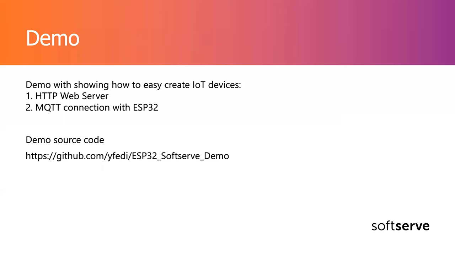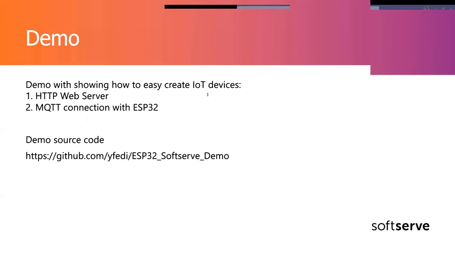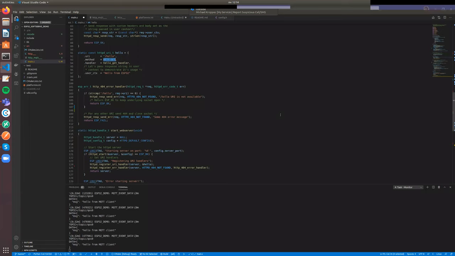And now I would like to show you a short demo of how to create an IoT device, and it consists of two parts. First part will be a simple HTTP web server, and then we will add a connection to the internet via an MQTT broker. So I'm going to share my IDE. I'd like to use PlatformIO on Visual Studio Code. Let's create a new window.